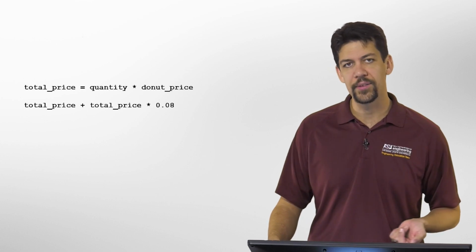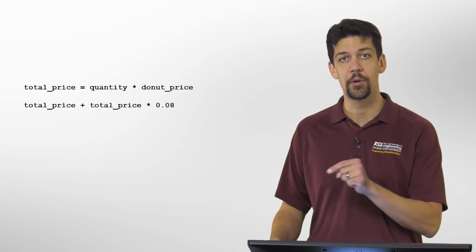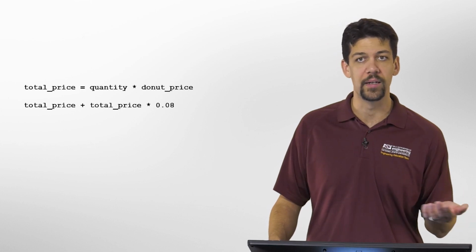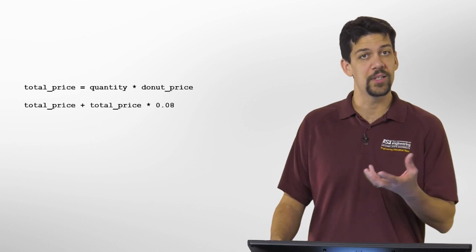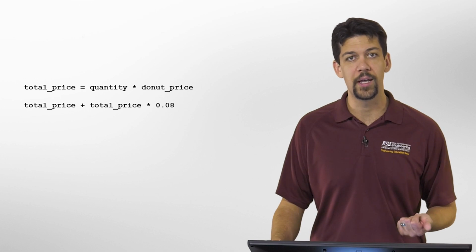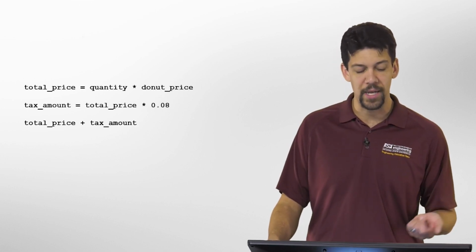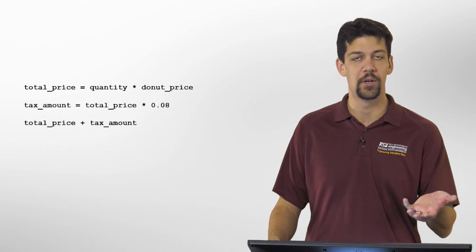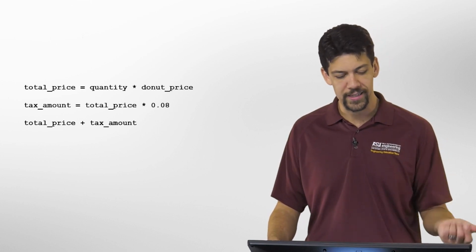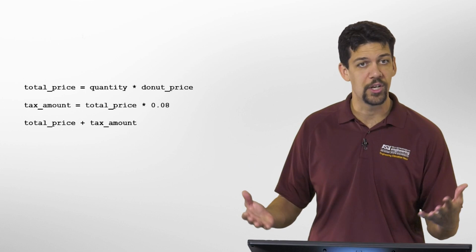This total price part, total price times 0.08, what does that represent? It represents our tax amount. So let's be totally clear and develop another variable for that. We'll call it tax amount, set it equal to total price times 0.08, and integrate that into our equation. So now it's completely clear.